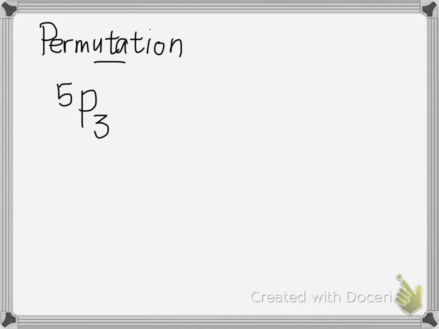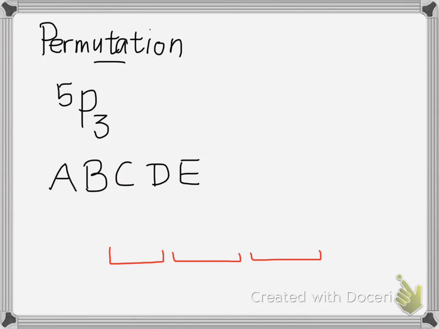So for example, if you have five toys, let's say A, B, C, D, E, but you only have three boxes. And the condition is that one box can only put one toy in there. So that's what you have. So how do you do this? You can represent this by 5C3.